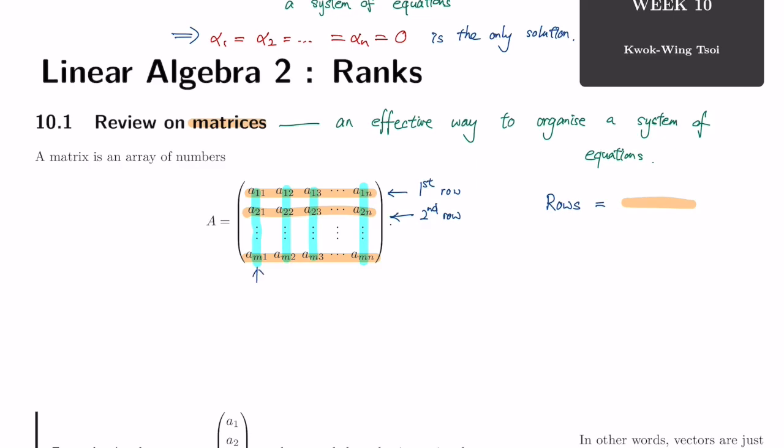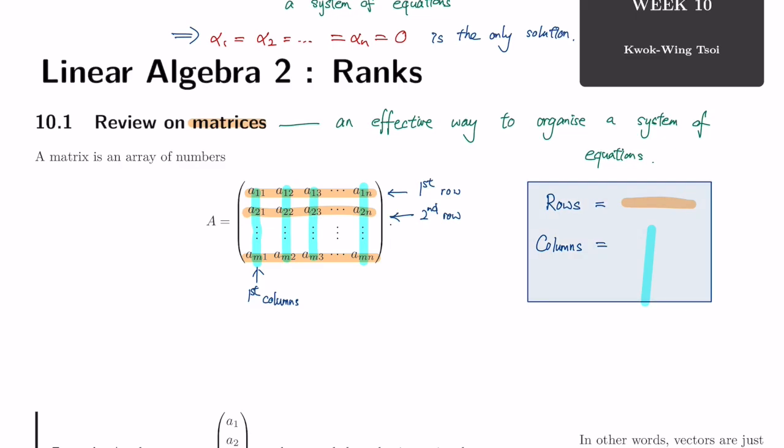So this is the first column, and so on. Columns means the vertical array. Let me put a box here to remind you. It's very important that next time when I say columns and rows, you know what I'm referring to. Rows are the horizontal array, and columns are the vertical array.